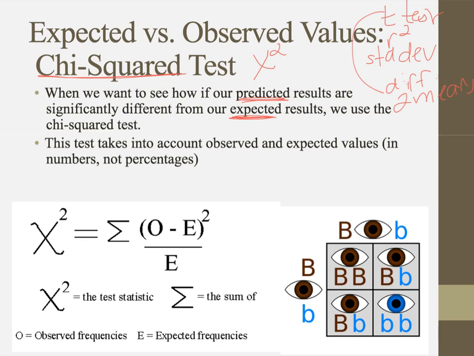And so this takes into account your observed values, what you measured, and your expected values. And we're always going to be working, this is important to note, in numbers, not percentages, because when we work in numbers, that indirectly takes into account sample size also.